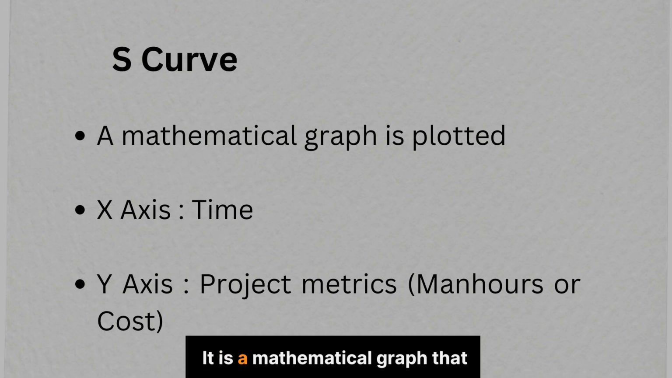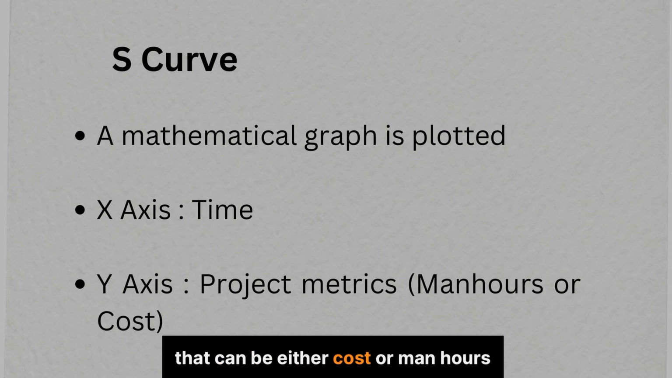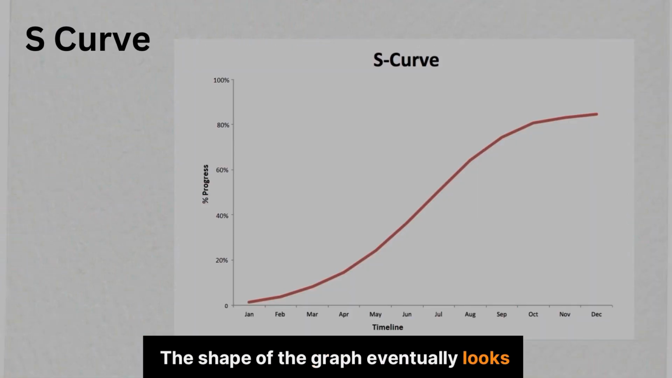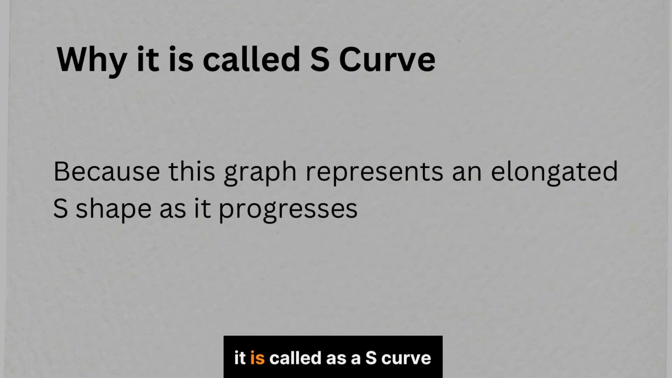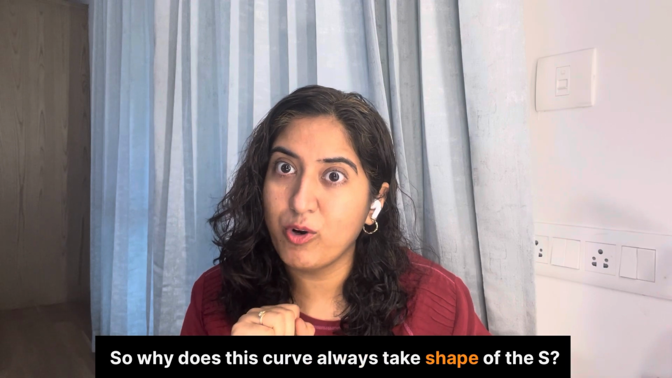It is a mathematical graph that plots the cumulative data of a project, that can be either cost or man hours, on the y-axis and then time on the x-axis. The shape of the graph eventually looks like a typical elongated S, and that is why it is called a S-curve. So why does this curve always take the shape of the S?